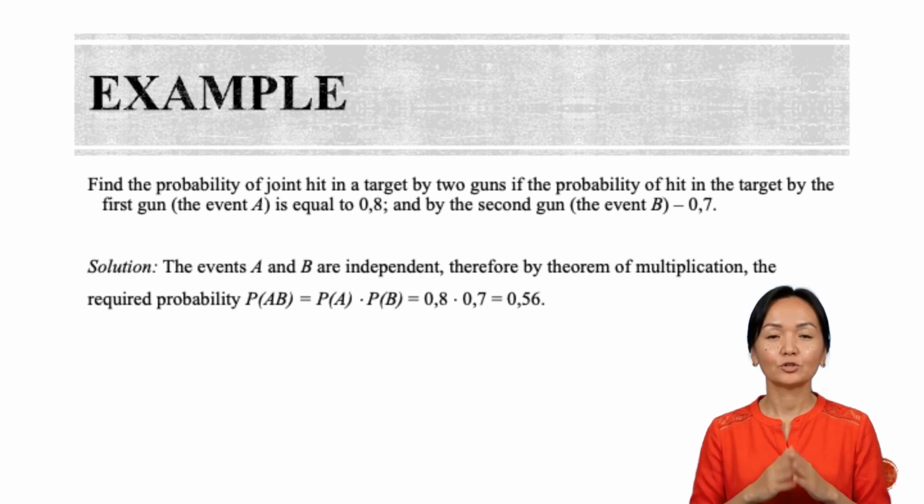This example is straightforward but powerful because it shows how independence simplifies probability calculations. Instead of needing to consider complex conditional relationships, we just multiply the individual probabilities together. This is why understanding independence is so valuable in practical applications across many different fields.